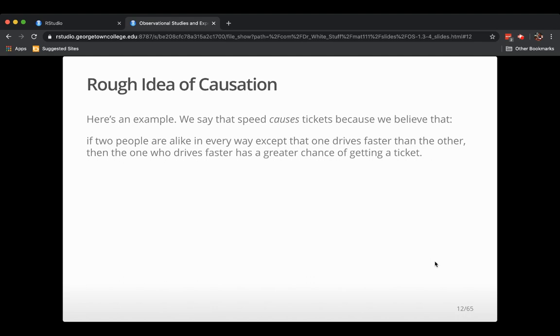So the rough idea of causation is this. We say that speed causes tickets because we believe that if two people are alike in every way, except that one drives faster than the other, then the one who drives faster has a bigger chance of getting a ticket. This rough idea of causation is the one that we'll use in this course because it takes into account that causes can be indirect and partial.